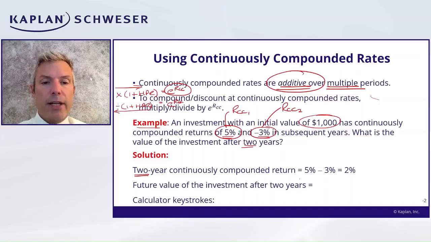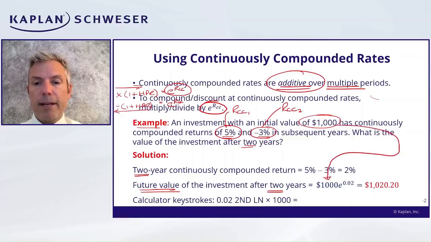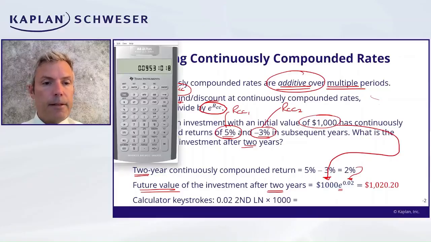Now, look, this is your 2-year continuously compounded return. This means your future value of the investment after 2 years, we're going to use the compounding factor of e to the RCC. We can take our original 1,000 and multiply that through by the exponential constant to the power of 0.08, the continuously compounded return that has been earned over those 2 periods. Keystrokes here would be start with the exponent 0.08, then second ln to put e to that power, and then multiply through by the 1,000.